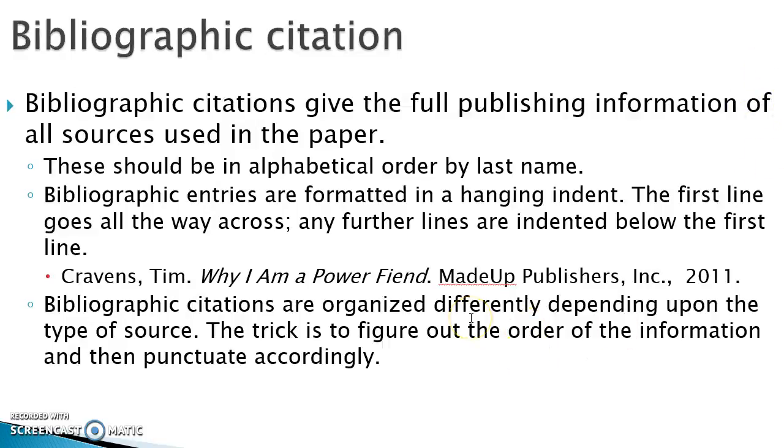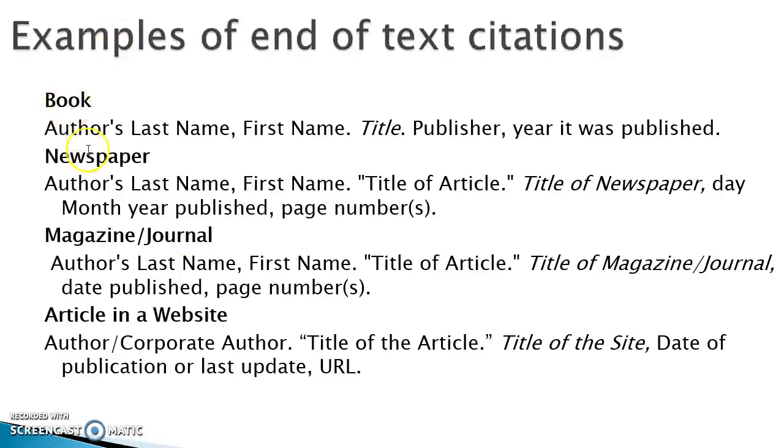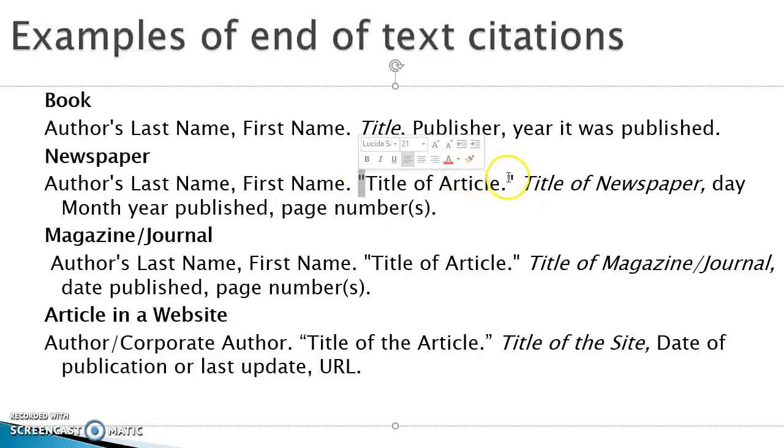And bibliographic citations have some similarities to each other, but depending on the kind of source, they do change a little bit. So here's some examples. I've given you book, newspaper, magazine, journal article, and a website. You'll notice that in all of them, the author's last name, comma, first name is first. In a book, the next thing is the title, but in a newspaper, the article title is first. Now you'll notice this is in quotation marks. That's because, again, the quotation marks indicate that what's here is a smaller piece of a larger whole. So this is the title of the article. This article is a small piece of the entire newspaper.